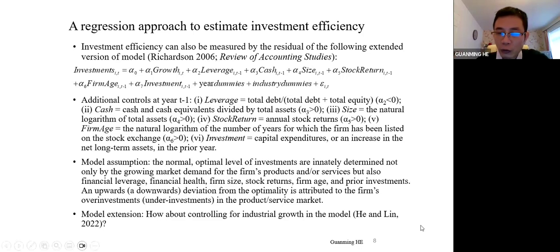You may refer to one of my papers published in Economics Letters in 2022. In that paper, we further control for industry sales growth in the model that is used to estimate the investment efficiency.